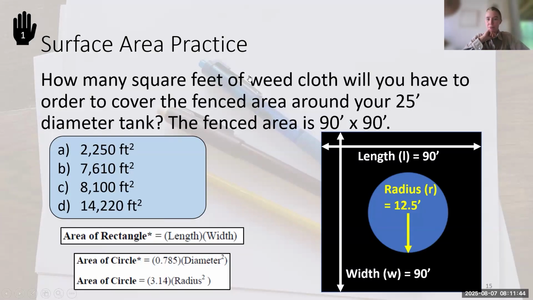So how many square feet of weed cloth will you have to order to cover the fenced area around your 25-foot diameter tank? And the fenced area is going to be 90 feet by 90 feet. Okay. So we're working with two different area calculations here, right? Go ahead and give it your best shot. I'm going to give you 3 minutes to work on this, and then I'll have Valeria throw up the poll, and then we'll be able to check your answers, and we'll go through the whole thing together.